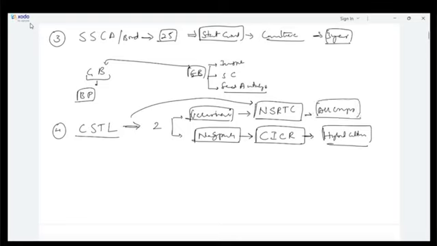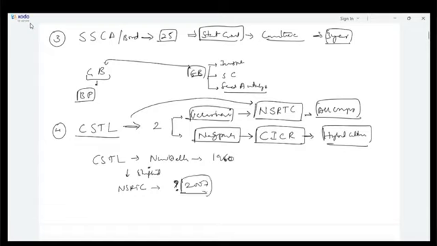Earlier, the Central Seed Testing Laboratory was established in New Delhi in 1960. So this was shifted to NSRTC in the year... can you just tell me what is the year? In which year was the CSTL shifted to NSRTC? So it was in 2007. It was shifted to NSRTC, which is located in Varanasi in UP. So this is about the Central Seed Testing Laboratory.